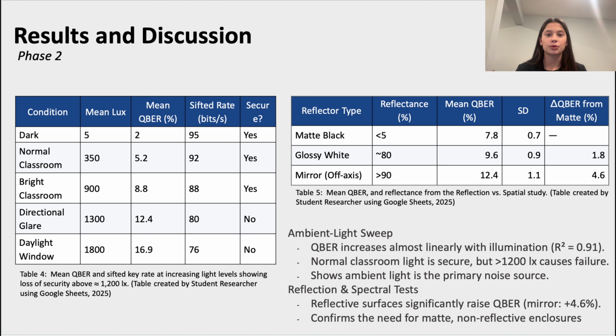Ambient light was the dominant source of noise. Under dark conditions, QBER remained near 2%, and the system stayed secure under normal classroom lighting. However, above approximately 1200 lux, QBER exceeded the security threshold, and secure key generation failed. Reflective surfaces further increased error, demonstrating that unfiltered ambient light severely limits practical quantum key distribution.